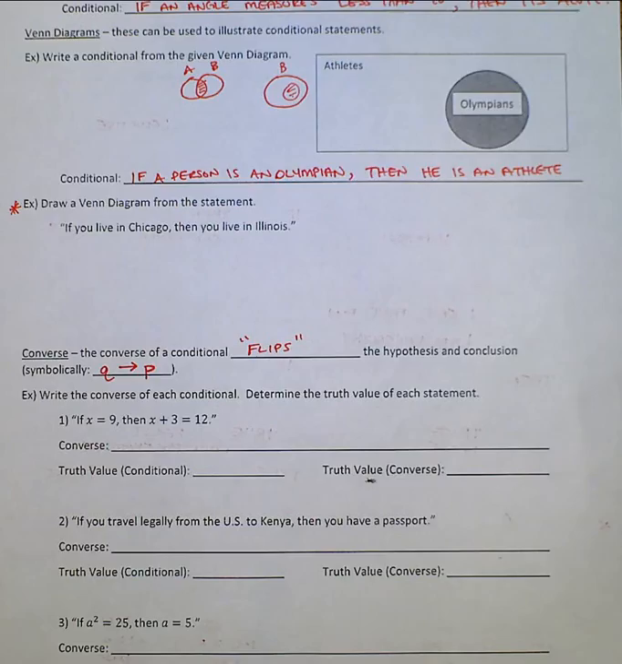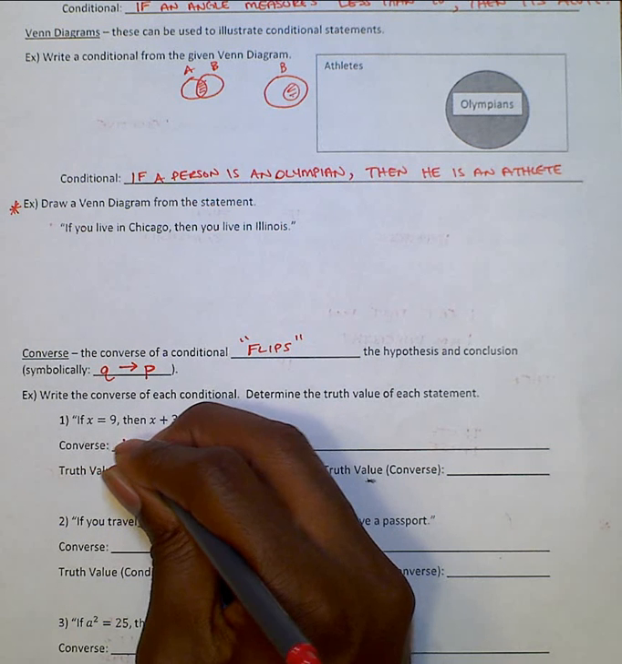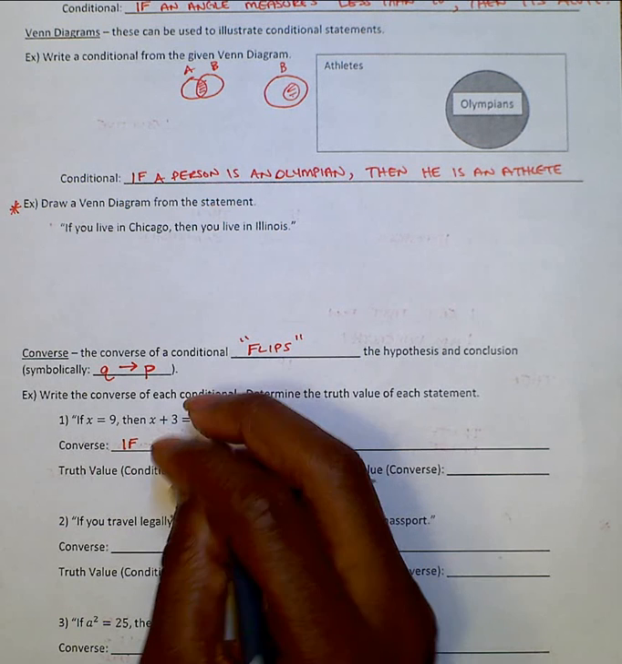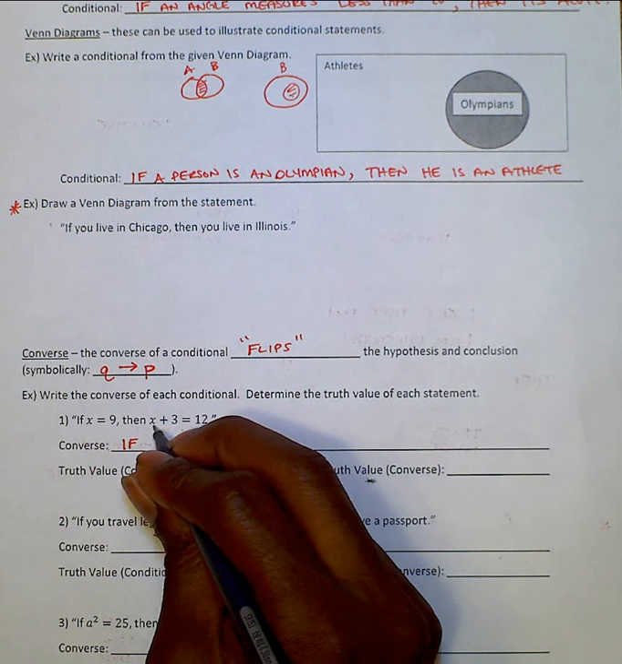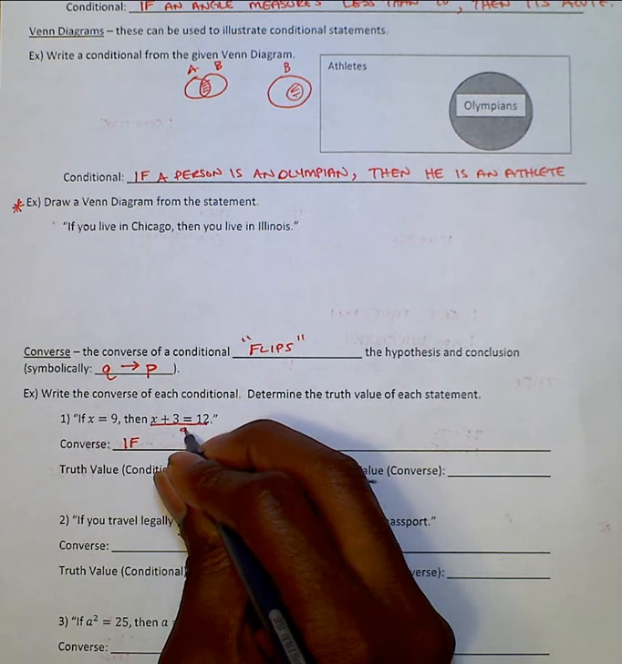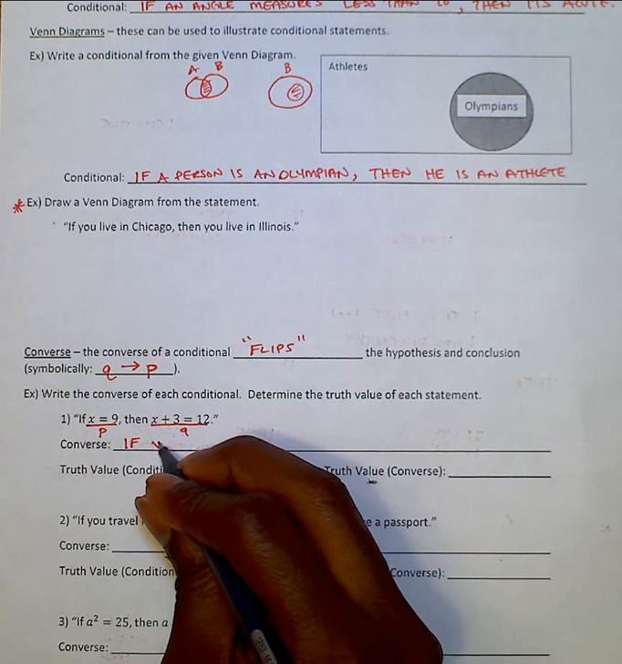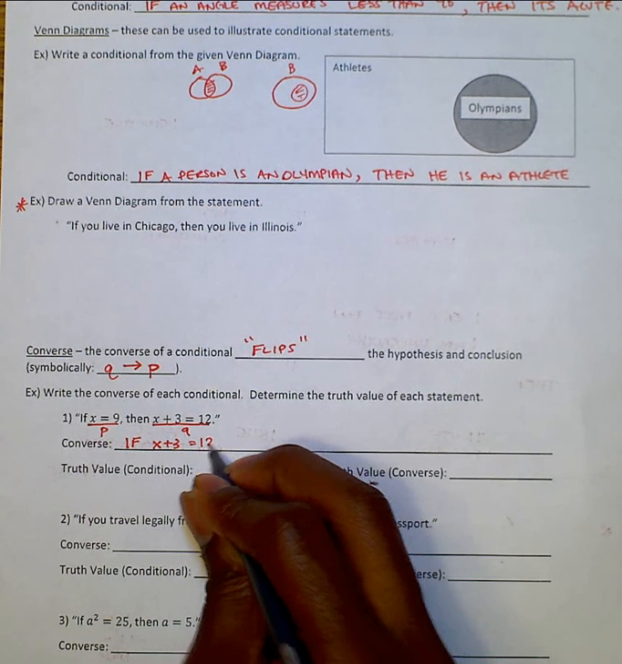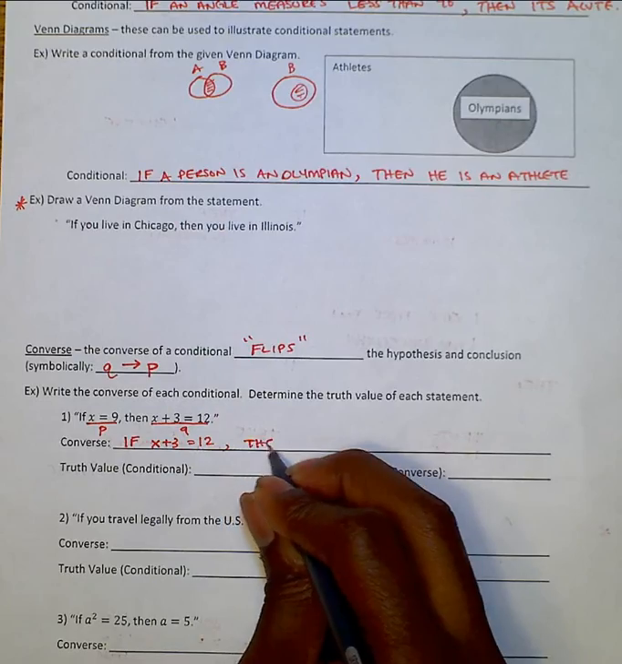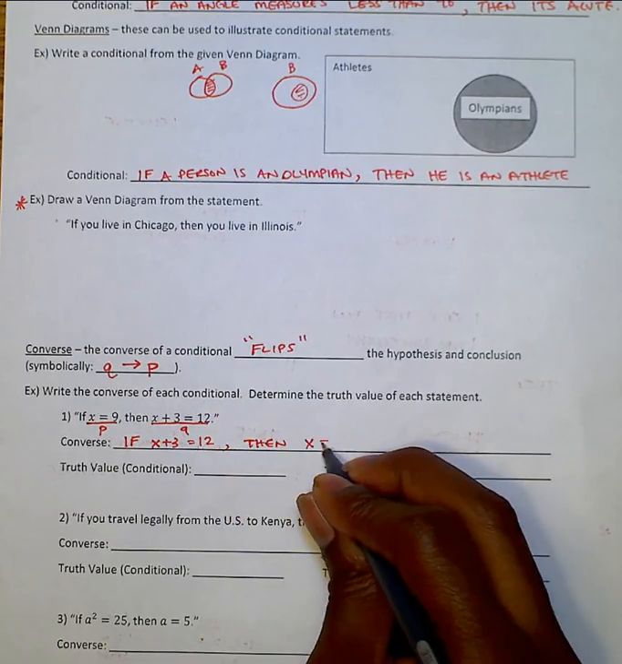Let's look at a couple examples here. It says, write the converse of each conditional, and determine the truth value of each statement. So here's our conditional statement: if x equals 9, then x plus 3 equals 12. Our converse would switch the hypothesis and conclusion, because this is our Q originally and this is our P, and we flip those for the converse. If x plus 3 equals 12, then x equals 9.